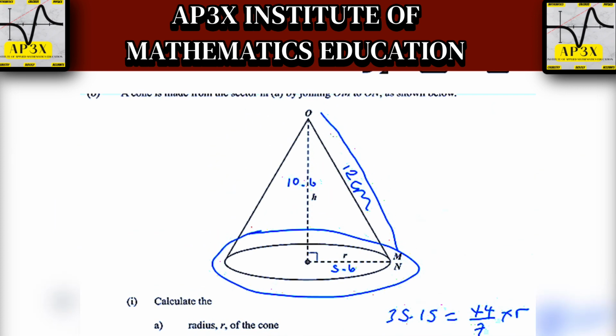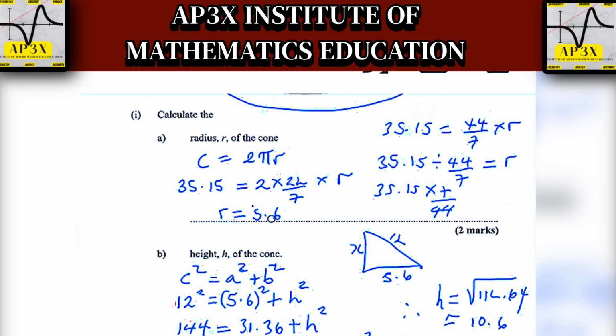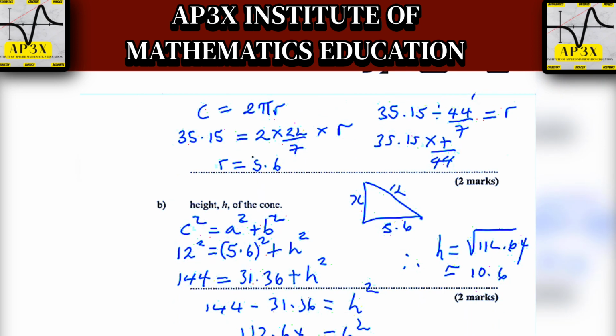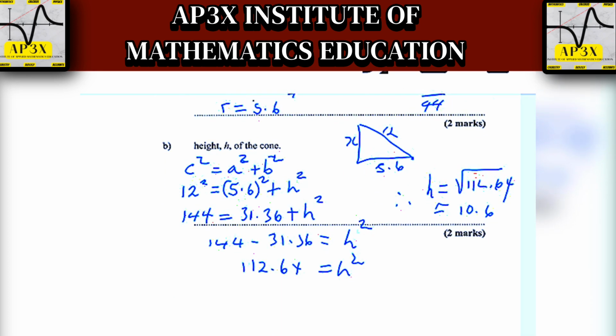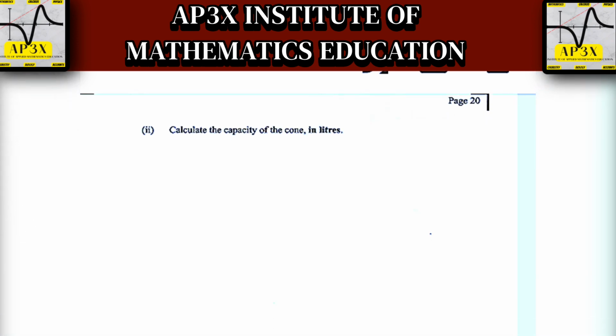All right, so nice application question here, which means that students, if you are unable to find the radius here, then it almost means that you cannot go any further, because that 5.6 was what aided us in finding the solution to part B here. All right, nicely done. So that was a nice question yet again by CXC. Really enjoyed that one. Let's then look at, calculate the capacity of the cone in meters. The capacity meaning the volume of the cone.